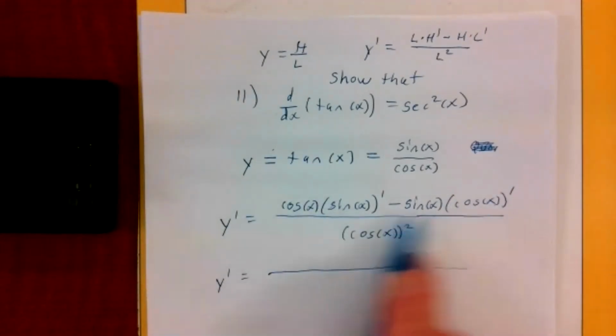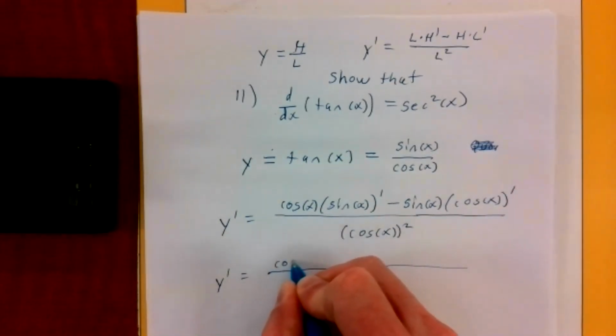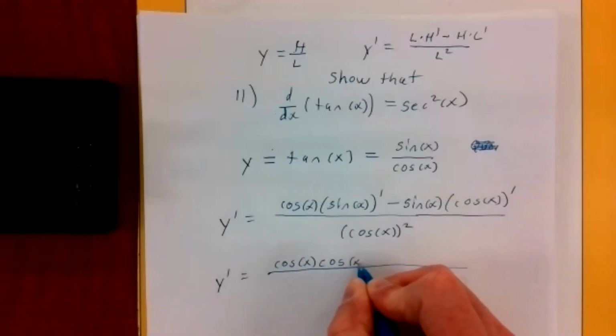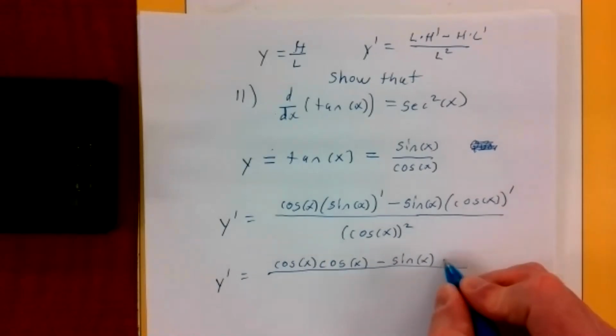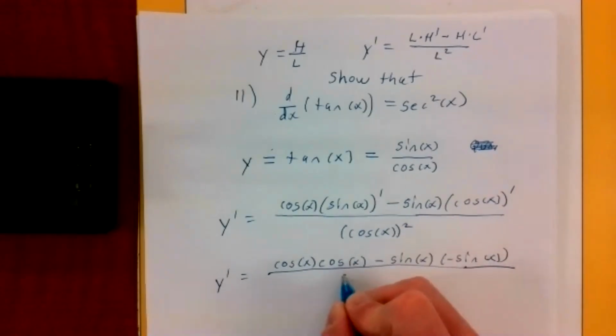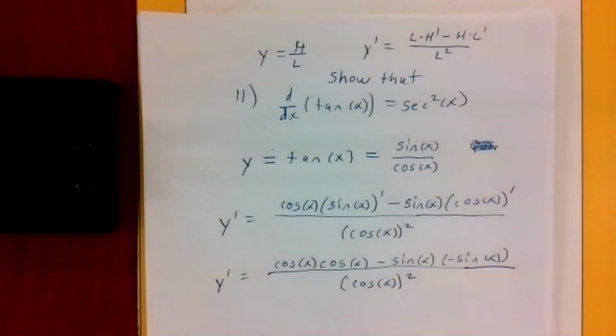So I'm going to finish out and simplify. First, I'll have to do these two derivatives. The derivative of sine is cosine, and the derivative of cosine is negative sine. And those are your rules from last Friday.